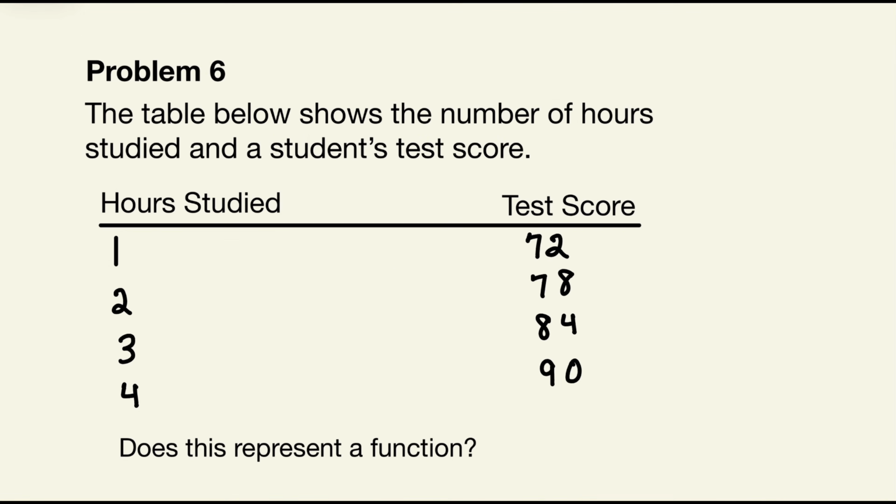So here for problem number 6, it says the table below shows the number of hours studied and a student's test score. So first of all, I want to ask you a question. What pattern do you notice? Well, hopefully you notice that the test scores increase by 6 points each time. So it increases from 72 to 78, and then from 78 to 84, and from 84 to 90.